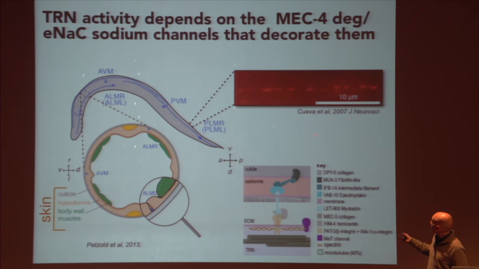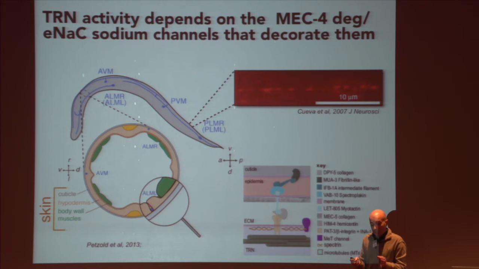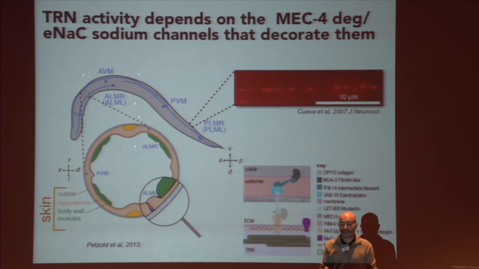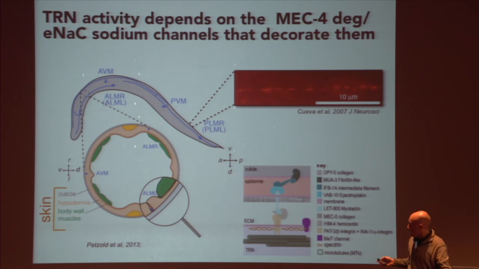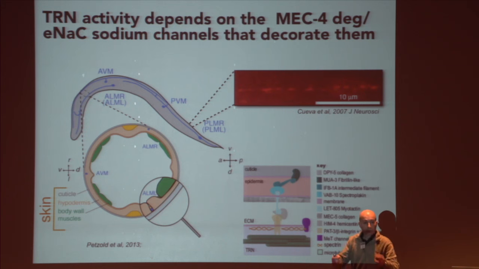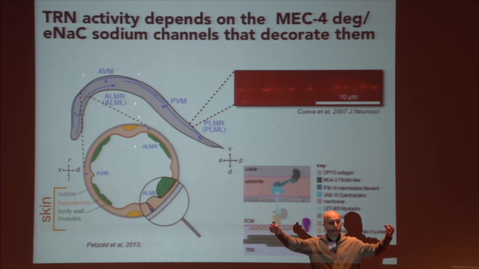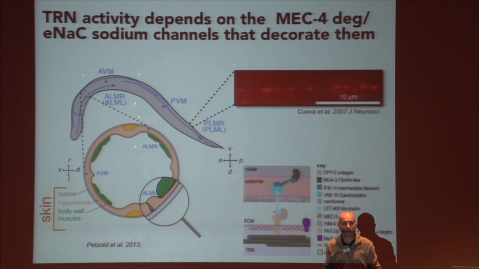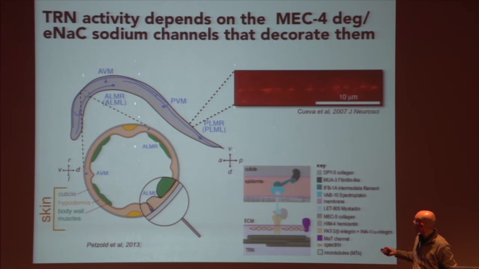This was measured in a paper in 2007. You can stain these MEC4 channels, and they have a broad distribution of spacing along the neurite, with a mean distance of the order of a couple of microns. So you should imagine this neurite, this tube, running along the body of the worm, and every couple of microns, with a broad distribution, there's a mechanosensitive channel, which is MEC4.